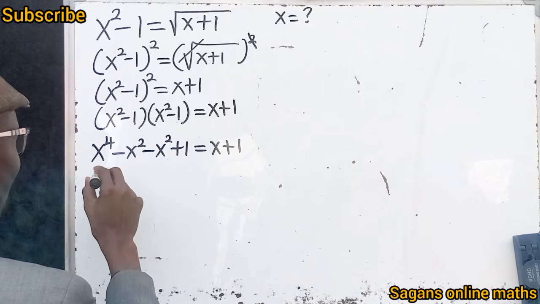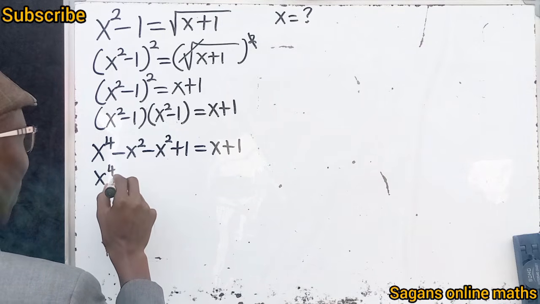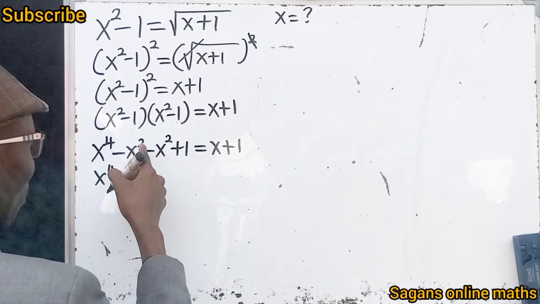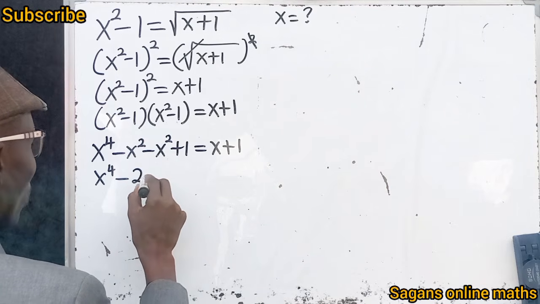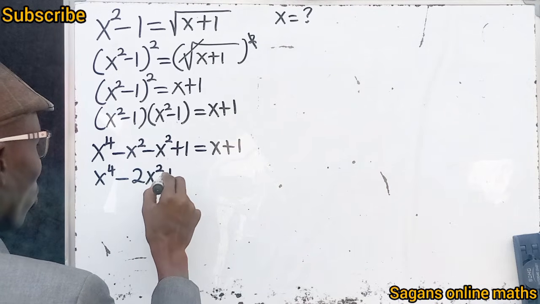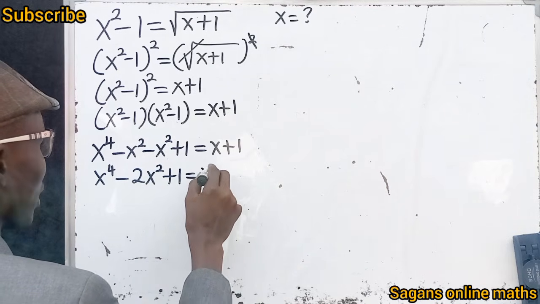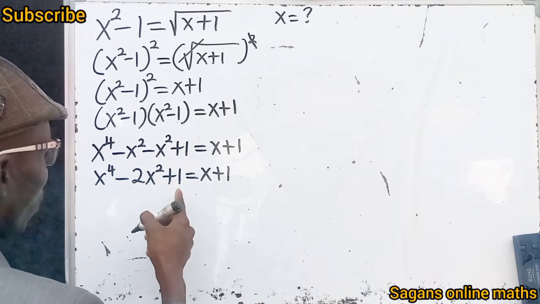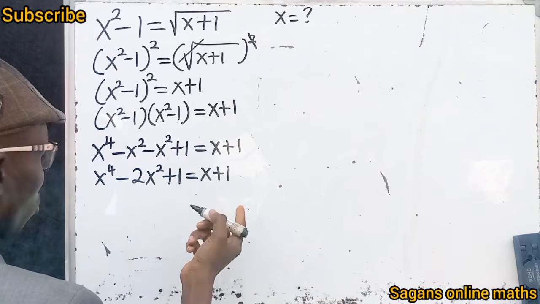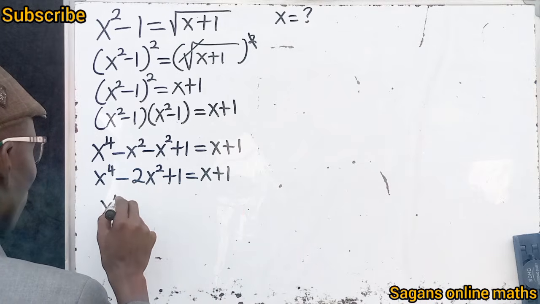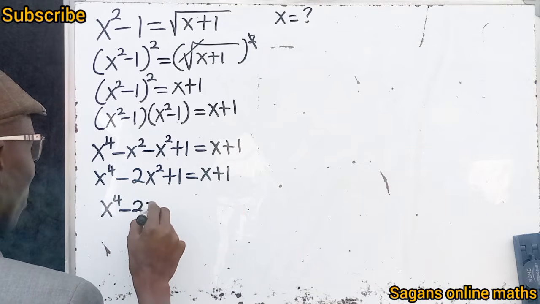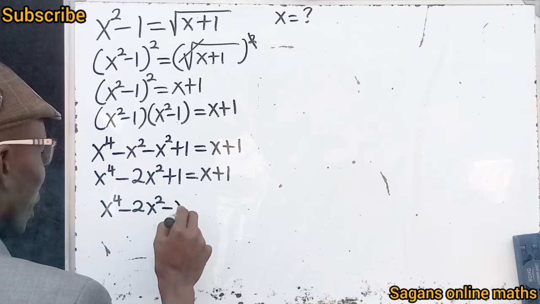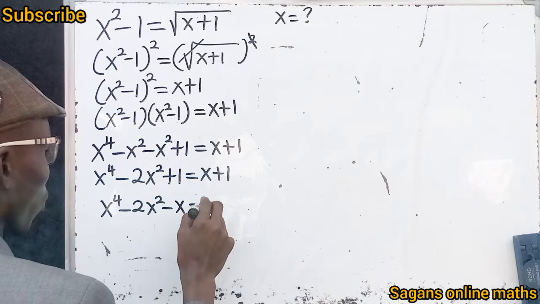Now what do I have? This is x to the power of 4 minus x to the power of 2 minus x to the power of 2 gives us minus 2x to the power of 2, plus 1. All this equals x plus 1. Now 1 can go out, right? If you subtract 1 from both sides, 1 will go. So now this is x to the power of 4 minus 2x to the power of 2 minus x, okay, equals 1 minus 1.